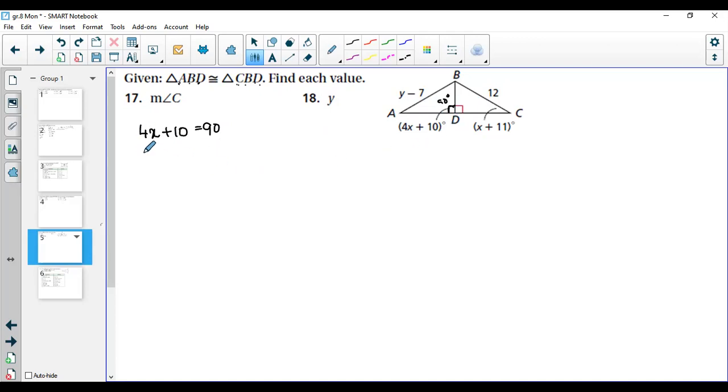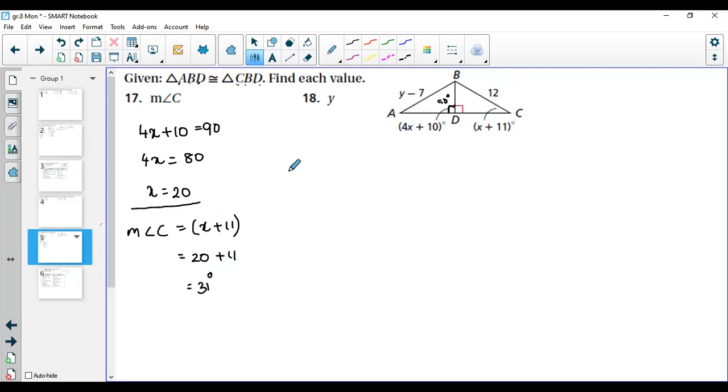So let me solve this for x now. This is going to be 4x equals 80, 90 minus 10. x is going to be equal to 20. Now that I have found the value of x, I could easily find the value of angle C. So the measure of angle C is x plus 11, which means 20 plus 11. That's going to be 31 degrees. The measure of angle C is 31 degrees. Right. Now let's find the value of y.